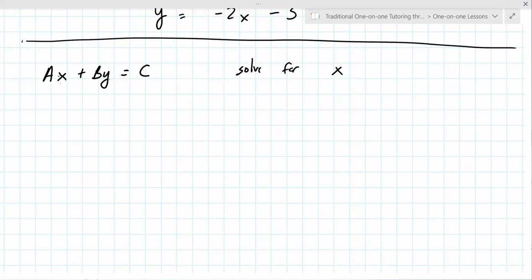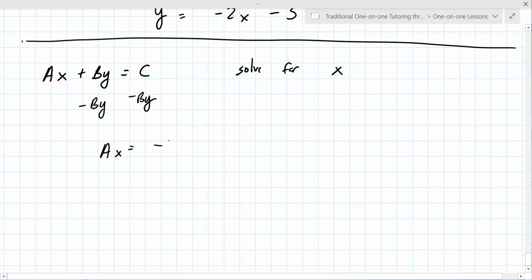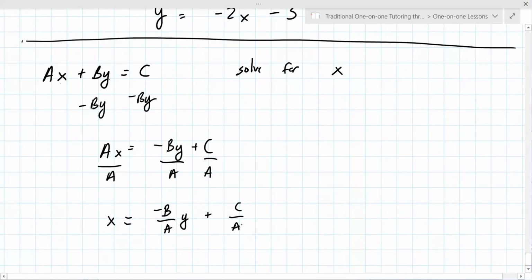Okay, you think you got it? I think I got it. Okay, so we're going to subtract by from both sides, and you get ax equals minus by plus c. And then you divide everything by a. So x equals minus b divided by a times y plus c divided by a. That's what I thought, if I just put the c over a before the y. Perfect. Fraction. That's great.